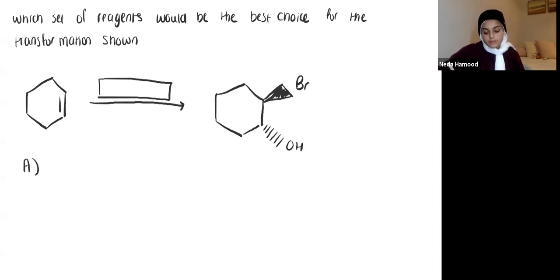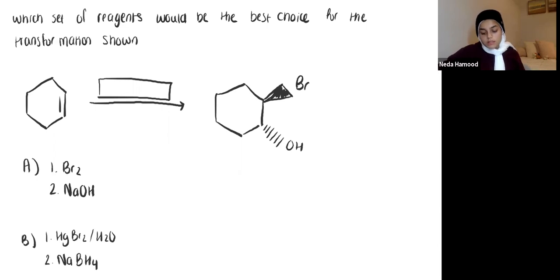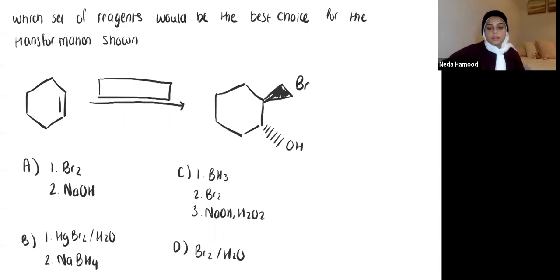Our options are A, one is Br2, two is NaOH. B is one is Hg, Br2 with H2O, two is NaBH4. C is 1 BH3, 2 Br2, my bad, 3 NaOH, H2O2, and then D is Br2, H2O. So you guys know what the answer could be.